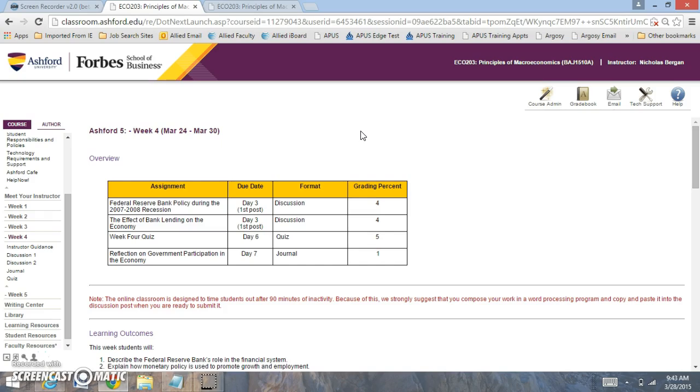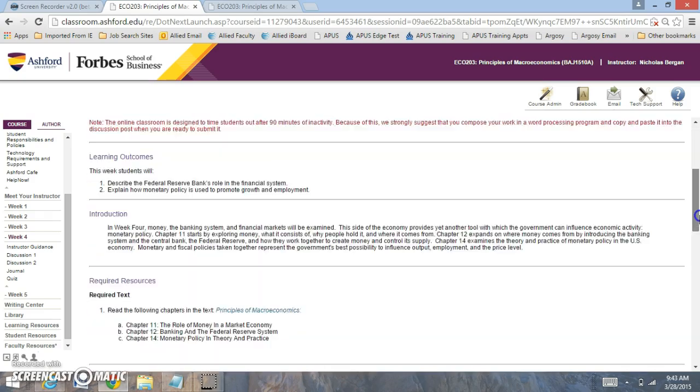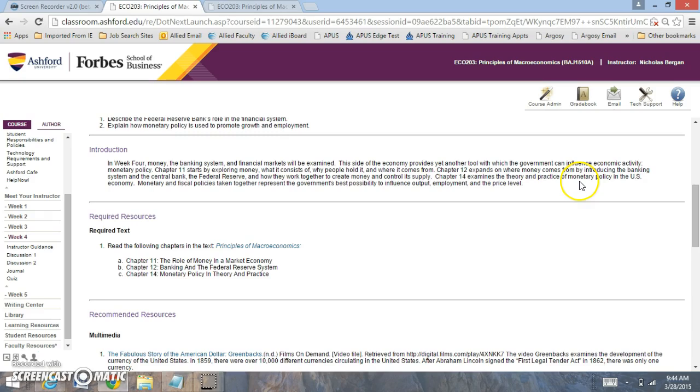In week 4, you're going to be looking at the following for your requirements: the Federal Reserve Discussion Board, the effects of bank lending, the week 4 quiz, which is due by Sunday night, and your journal exercise. Here's an introduction for what you're looking at. You're looking at reading chapters 11, 12, and 14 this week.